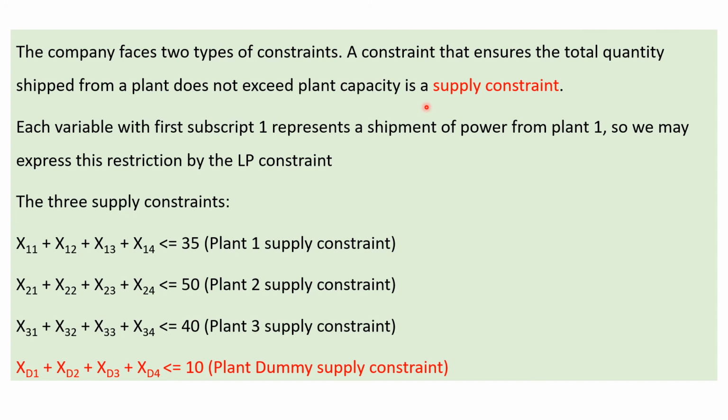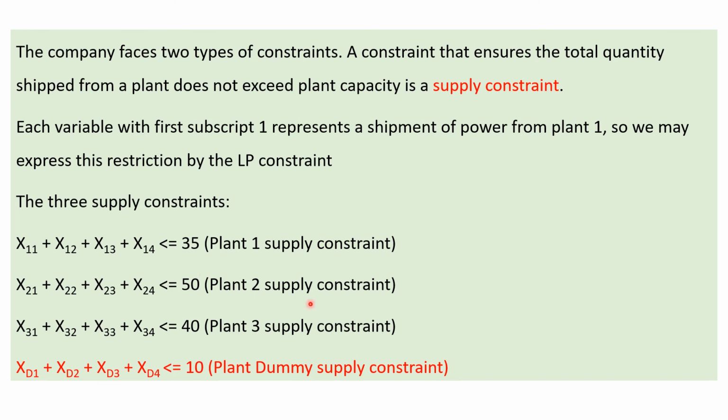So all the electricity provided to the 4 cities from plant 1 cannot exceed the plant 1 capacity. So we can state that x11 plus x12 plus x13 plus x14, that is the electricity provided to all the 4 cities from plant 1, cannot exceed the capacity of plant 1. That is, it should be less than or equal to 35.